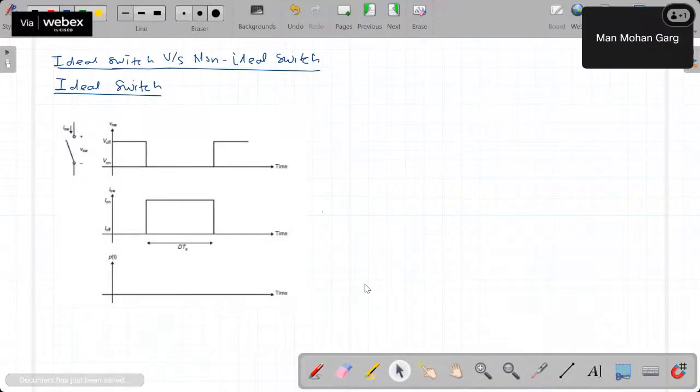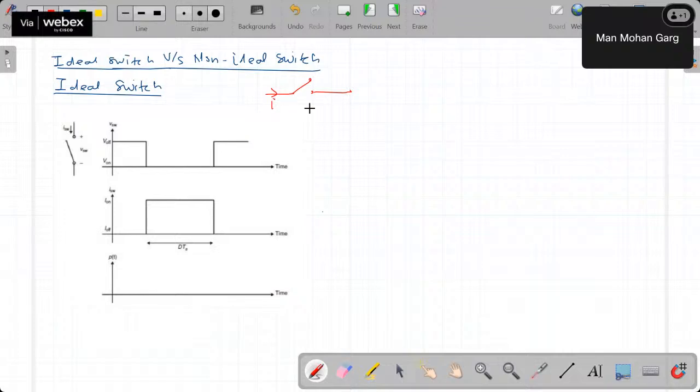You must be able to see one waveform over here. Now, let's say this is a device. I'm representing it with a generalized symbol. It may be any device: MOSFET, IGBT, maybe SCR, maybe diode, whatsoever, right? So this is a device.